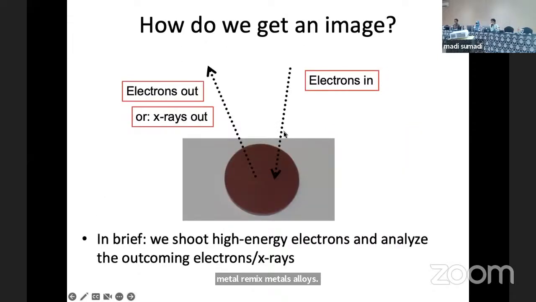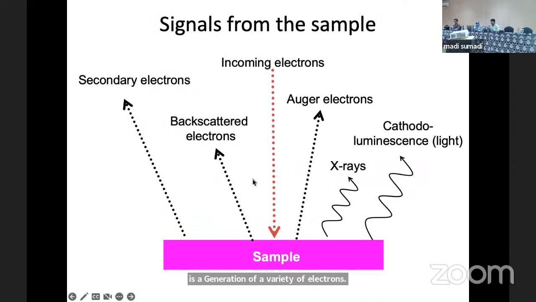How do we get an image? These are very important, and I think this can also be used for the TEM. When the electrons come in and hit the specimen, there is a generation of a variety of emitted electrons. That's what you see. You have Auger electrons, X-rays, cathodoluminescence light, and also backscattered and secondary electrons. These two are the ones, backscattered and secondary electrons.